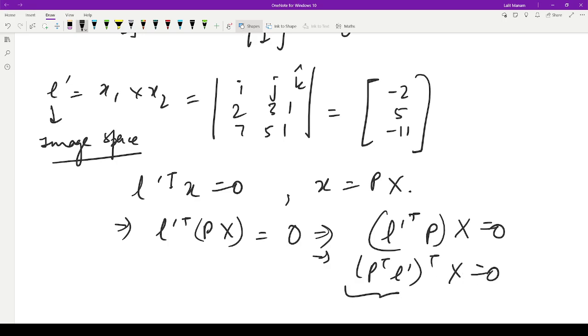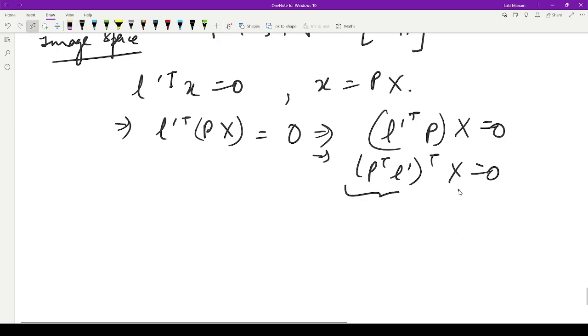So this gives us what? This X is in P3, 3D projective space. So this line is a 3D line. So what we ultimately need to find is P transpose L prime.